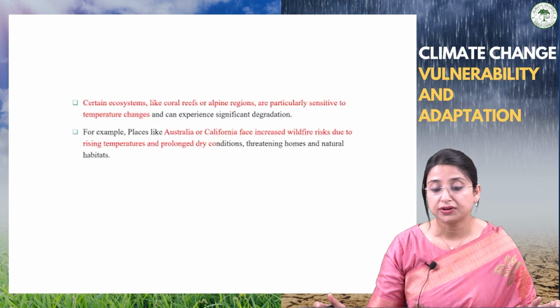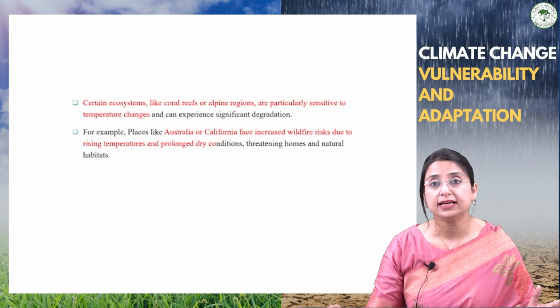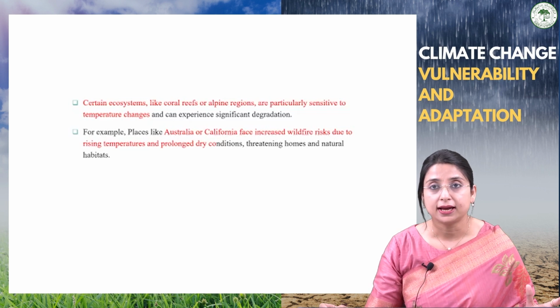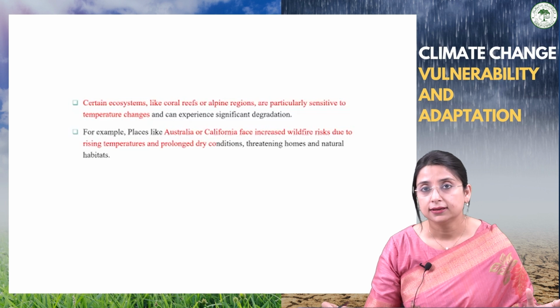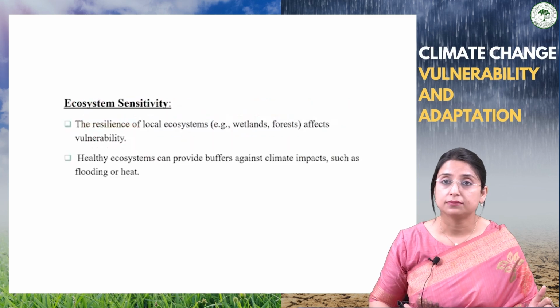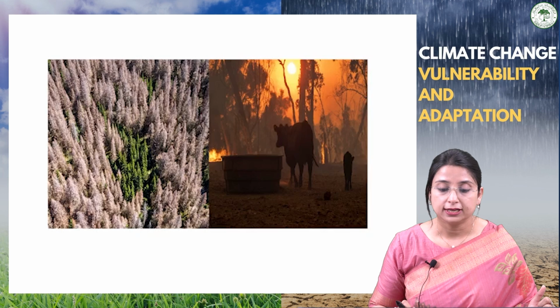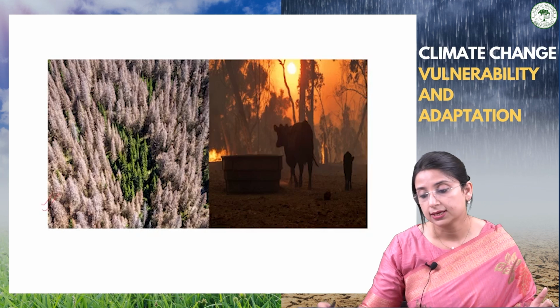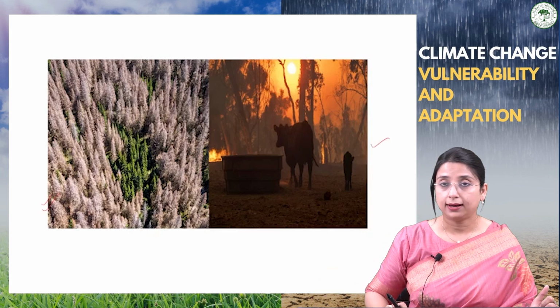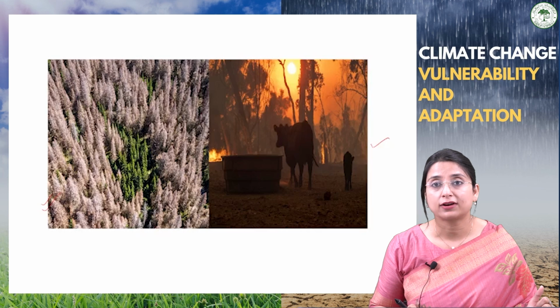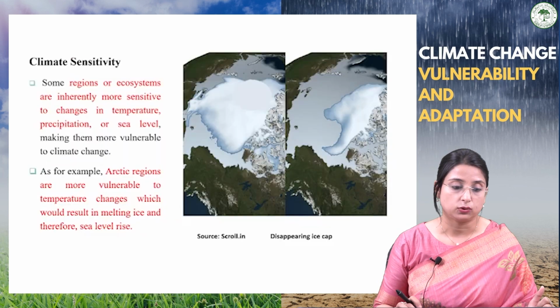For example, places like Australia and California are facing an increased risk of wildfire due to rising temperature and prolonged dry conditions, thus not only threatening homes and natural habitats but also impacting communities and wildlife. So these are a few examples of how ecosystem sensitivity works in vulnerability, particularly physical vulnerability. You can see here the alpine forest, which is much suited for cooler regions. Here you can see the forest fire, and I have already said the Australia region is very much prone to forest fire nowadays because of rising temperature plus prolonged dry conditions in that area.